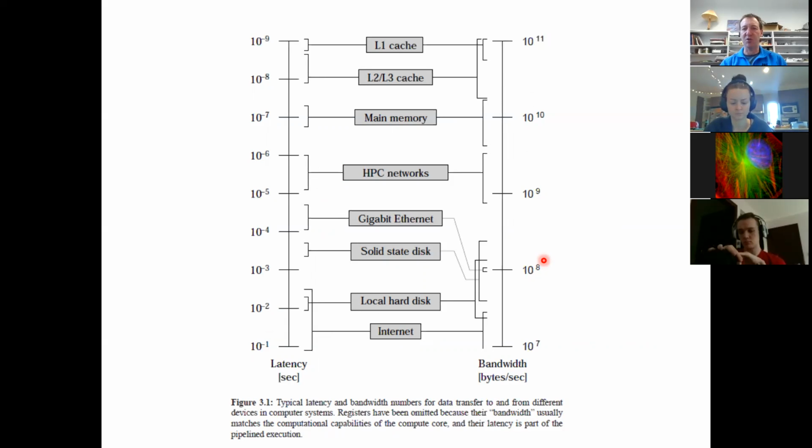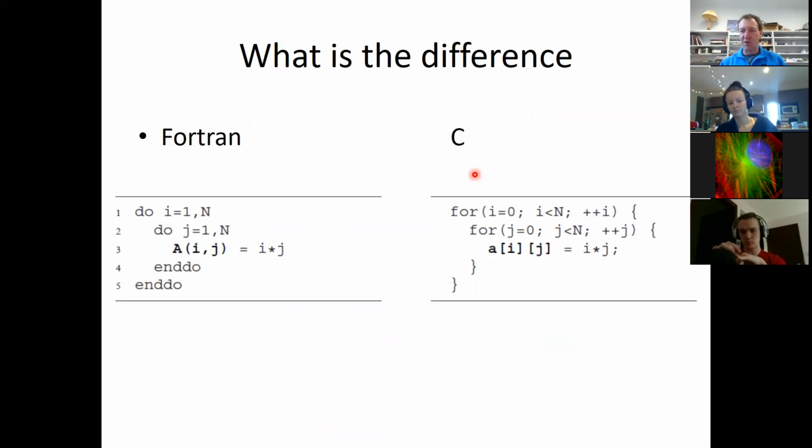So keep this in mind. Memory can be very, very large, but the access speed is different depending on where the data is located. So let's look at a little bit of code.